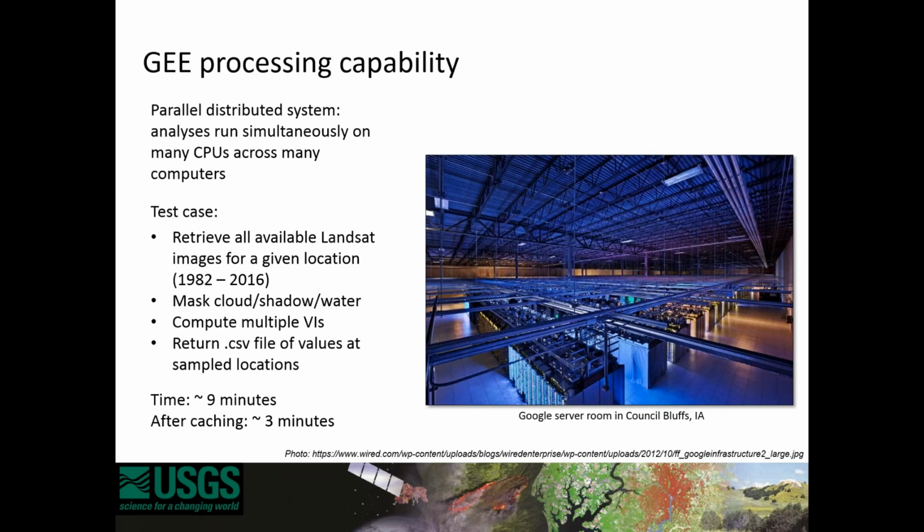So one thing that Earth Engine does is that it caches results, so that if you're repeatedly issuing the same command, the generation of the results gets faster depending on how much has been cached. And so after running it once or twice, that process took about 3 minutes. And so it's very fast.